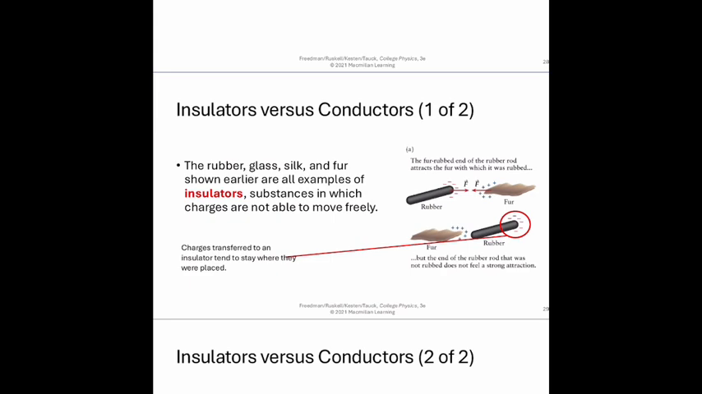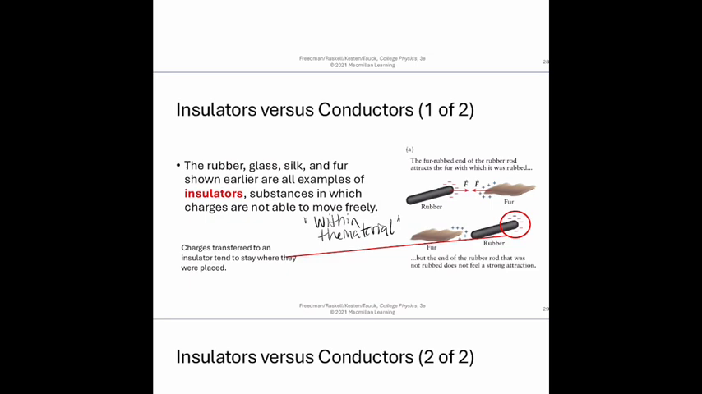So you may be asking me, if charges can't move freely, why are we talking about the charges moving around? Well, there's a hidden word in here. They can't move freely within the material. There's kind of a hidden meaning there. They don't move freely within the material, but on the outside of the material, they can move around. That's exactly what we saw, and when I show you this example in real life, you'll see that.